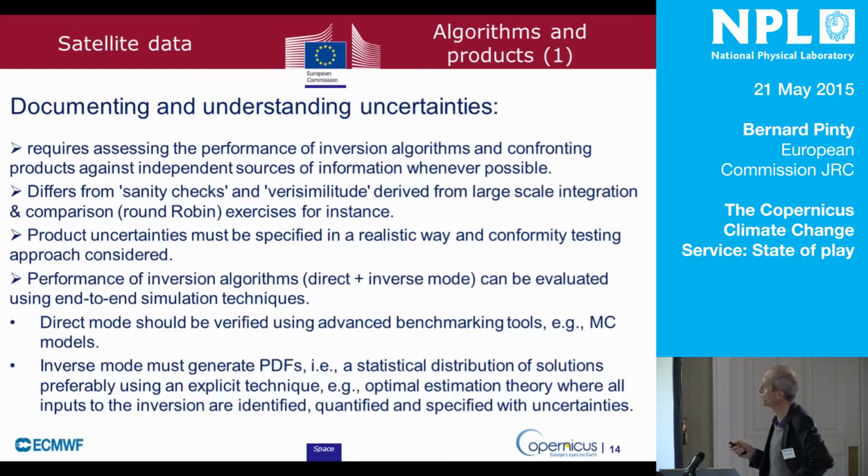Here I'm going to focus essentially on the observation thing, and this is maybe a wish list of what I think we could consider as needed for making a good job at the level of uncertainties. And that is to do with assessing the performance of inversion algorithms, confronting products against independent sources of information whenever it's possible. That seems to be quite obvious when you read, but it's not that obvious when you look at the way we're actually implementing algorithms.